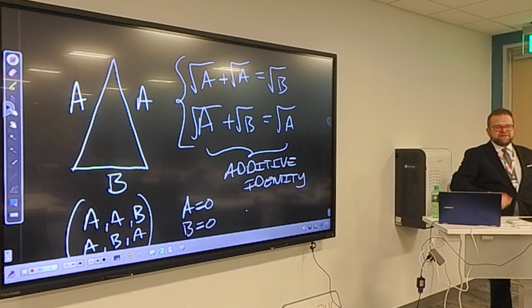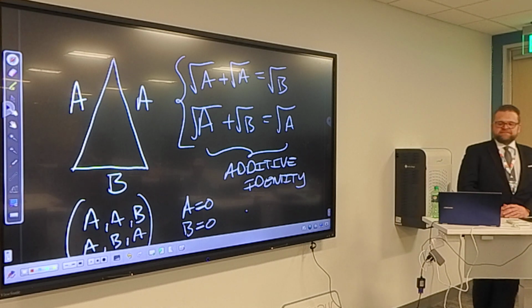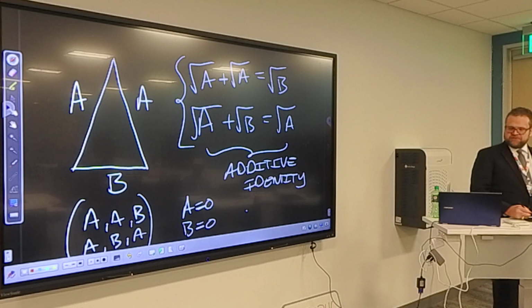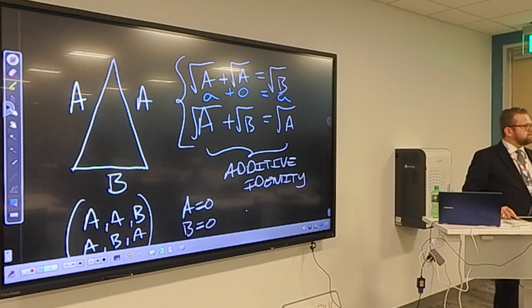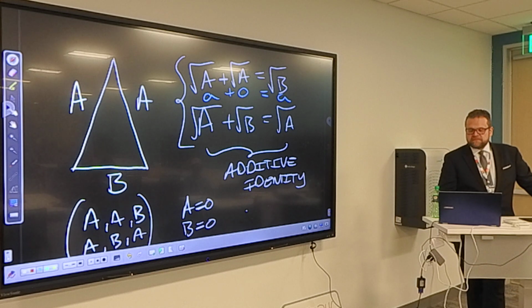Very proud that y'all got the additive identity. That's great. Yes, it essentially just says A plus 0 is A. Do we need to do anything else?